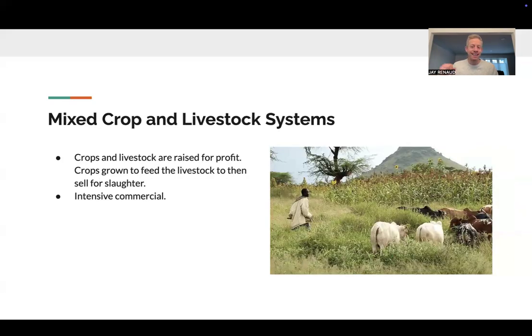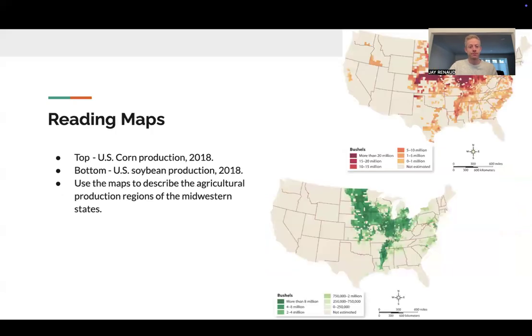Mixed crop and livestock, it's in the name. You're going to grow the crop to feed to the livestock. The livestock is going to be the thing that the farmer makes their money off of. These are just two maps from the Nat Geo book.